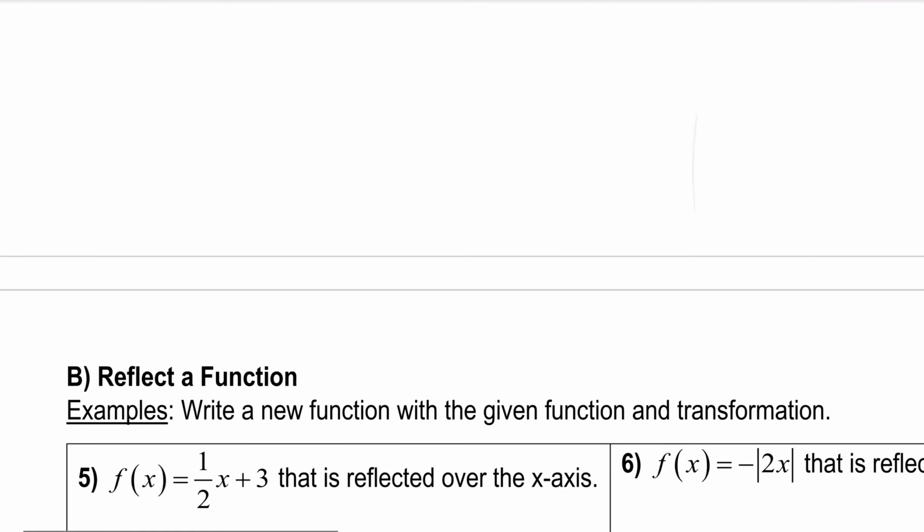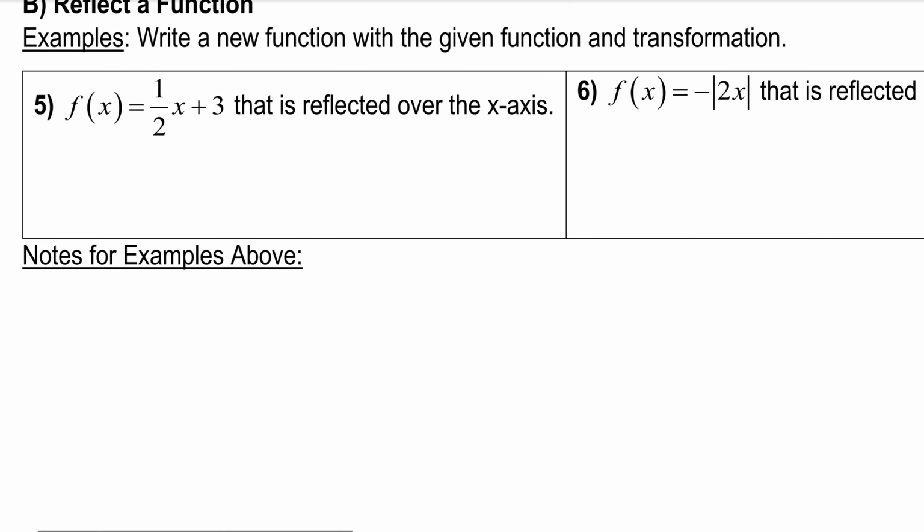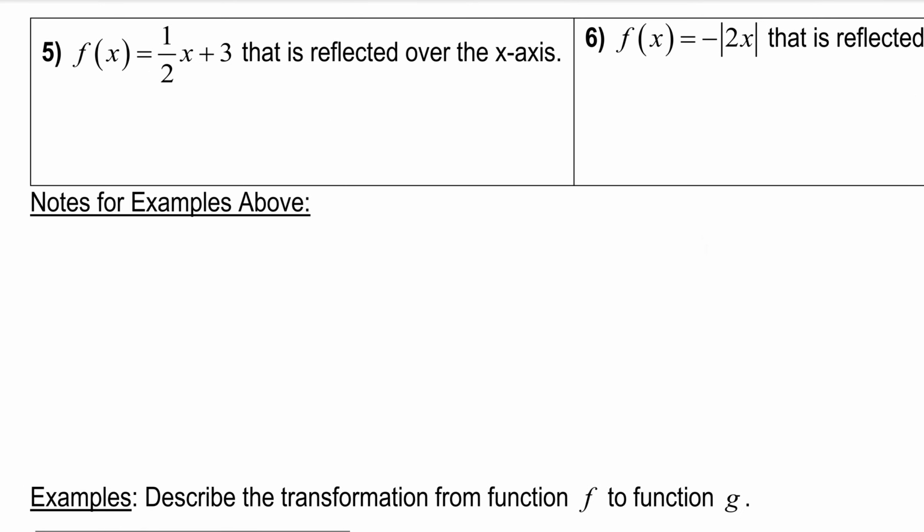Okay, moving on. Now we're going to be on reflect. So reflections, we have 2 reflections. You can reflect over the x-axis and you can reflect over y. So to reflect over y, let's do that one first. Or I'm sorry, let's do x first. So reflect over x-axis.